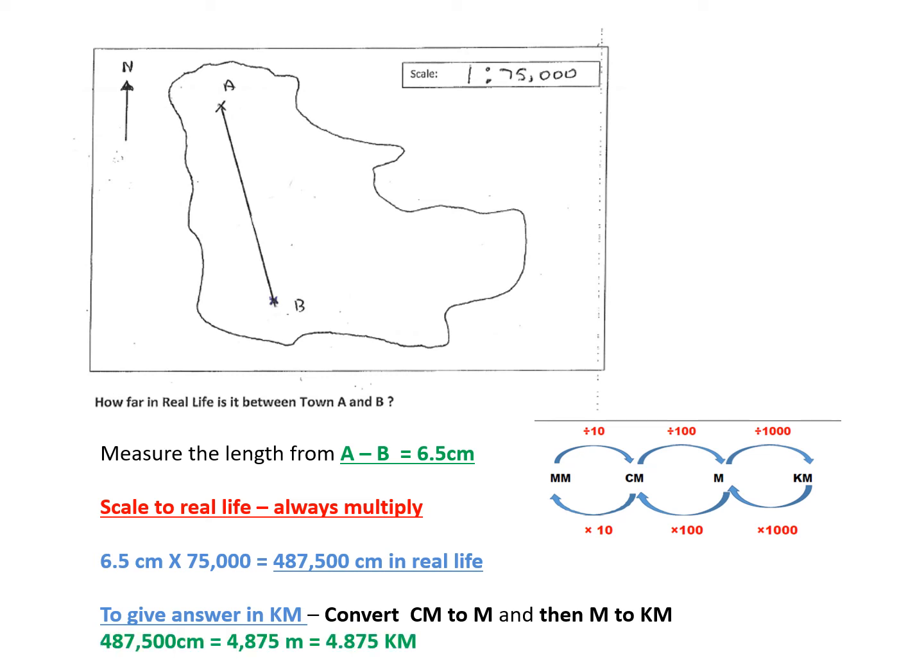And you can see there my working out for this. So it's 487,500 centimetres divided by 100, I get 4,875 metres, and then if I divide that by 1,000, I will get 4.875 kilometres in real life. Okay, so make sure that you do your real life conversions first and then convert to whatever units you need to give in your answer.